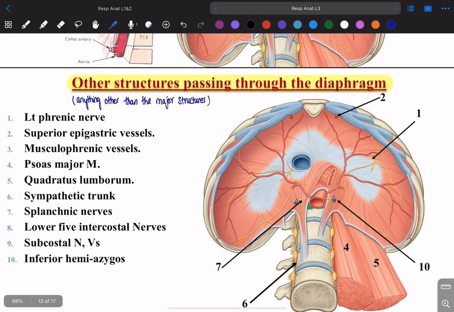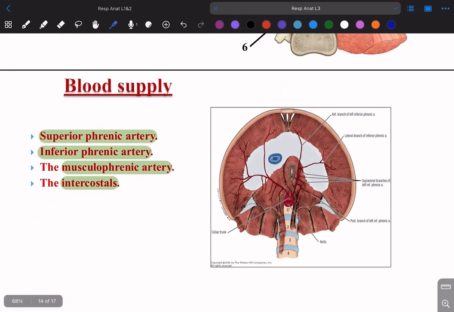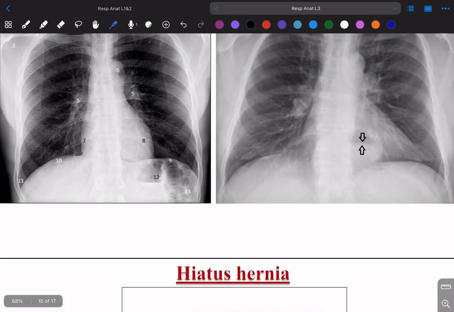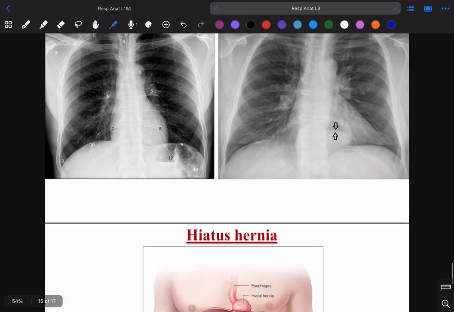Not the major structures. Now the blood supply: we said superior phrenic artery, inferior phrenic artery, muscular phrenic artery, and the intercostals. With the intercostals, okay? This has nothing different. Here the last part is what?